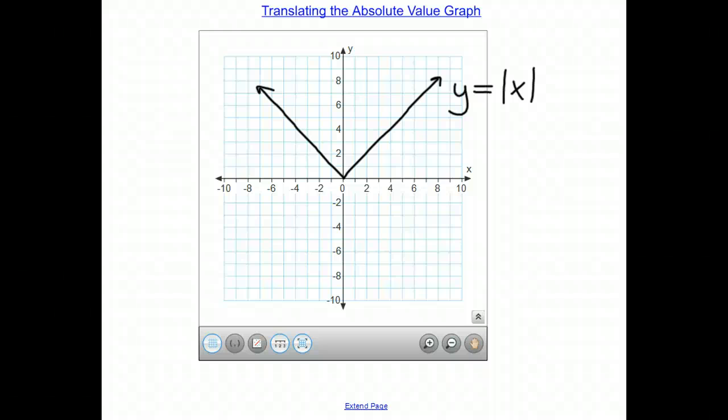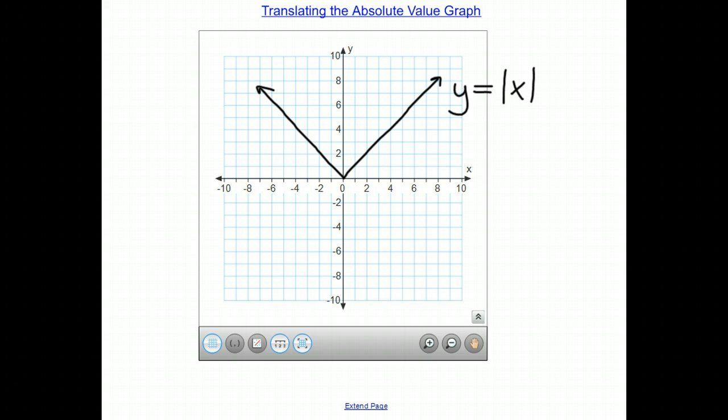Hello everyone, today we're going to be talking about the translations of the absolute value graph. So essentially what we're going to be doing today is dealing with the parent function, the parent graph of y equals the absolute value of x. As we can see here, there is a rough sketch of this graph. And most of what we'll be doing in translations will be sketches as well.